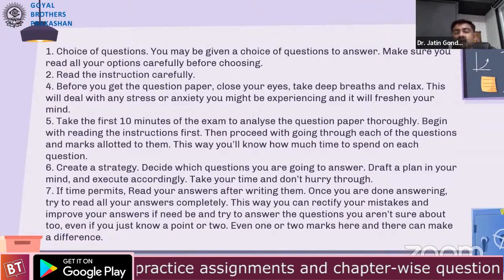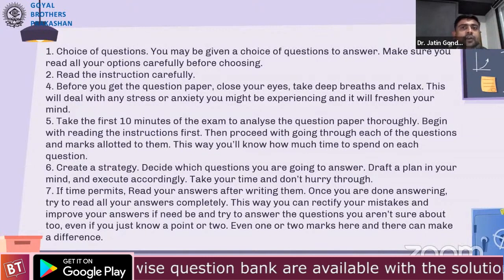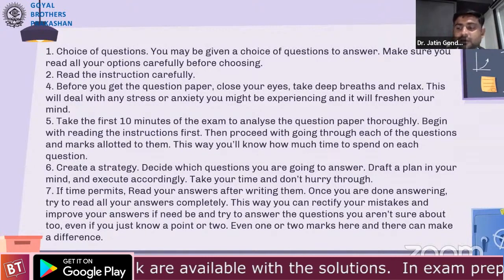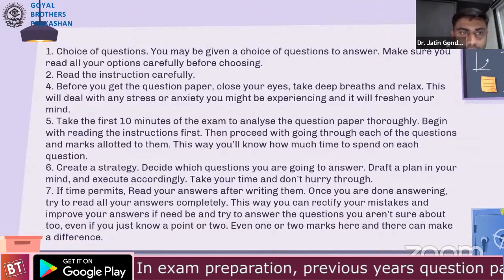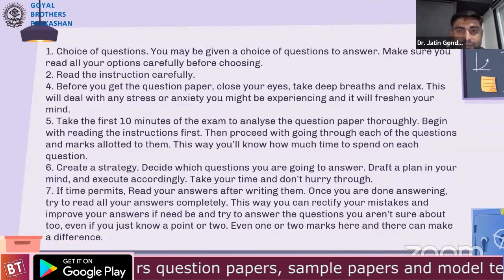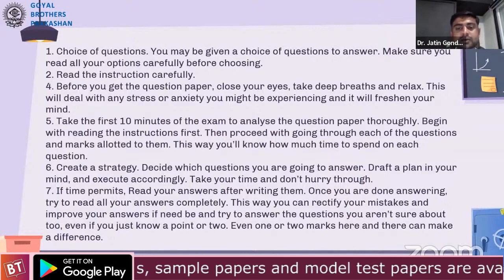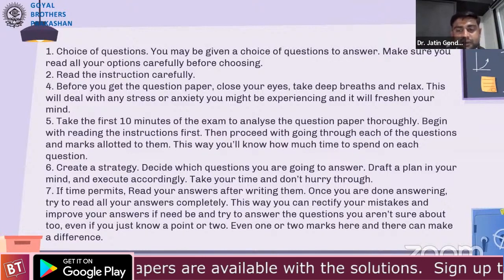If you have completed your paper in 1 hour 15 minutes, then don't try to write the internal options. First, go through the whole paper, check it, and verify each and everything. Check whether what I have done is correct or not. This way, you can rectify many silly mistakes.